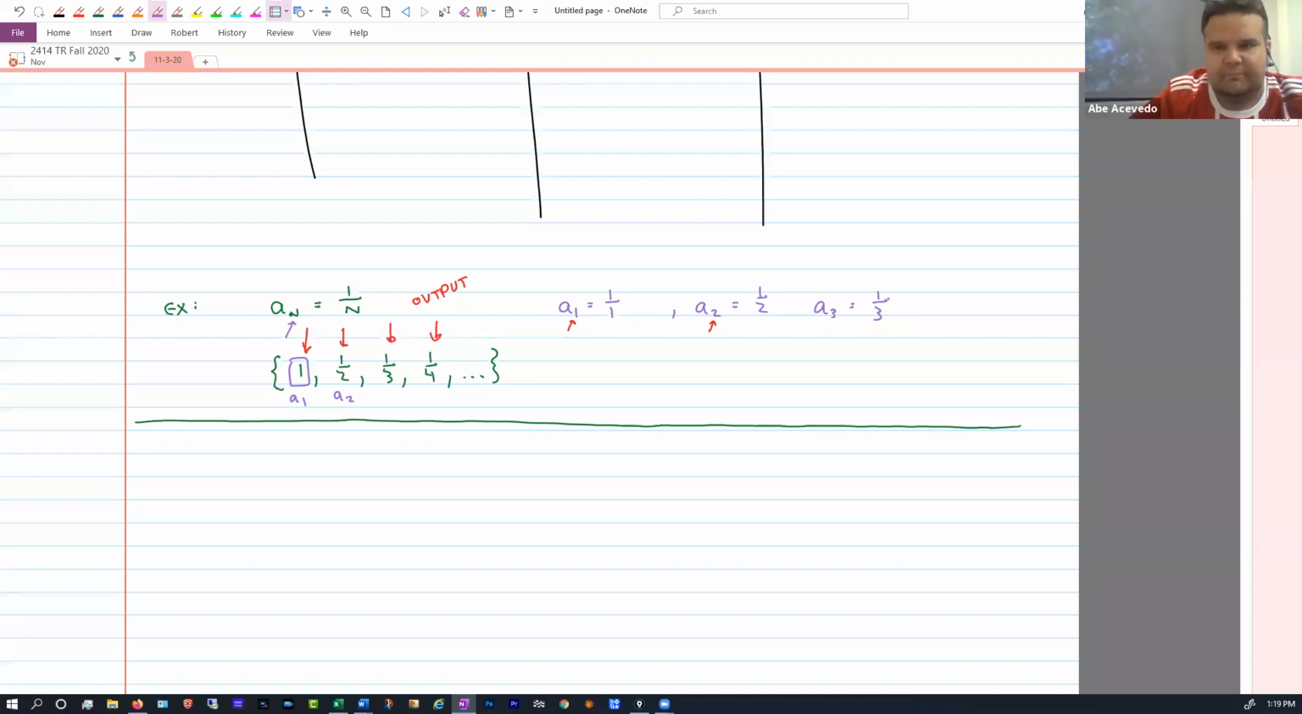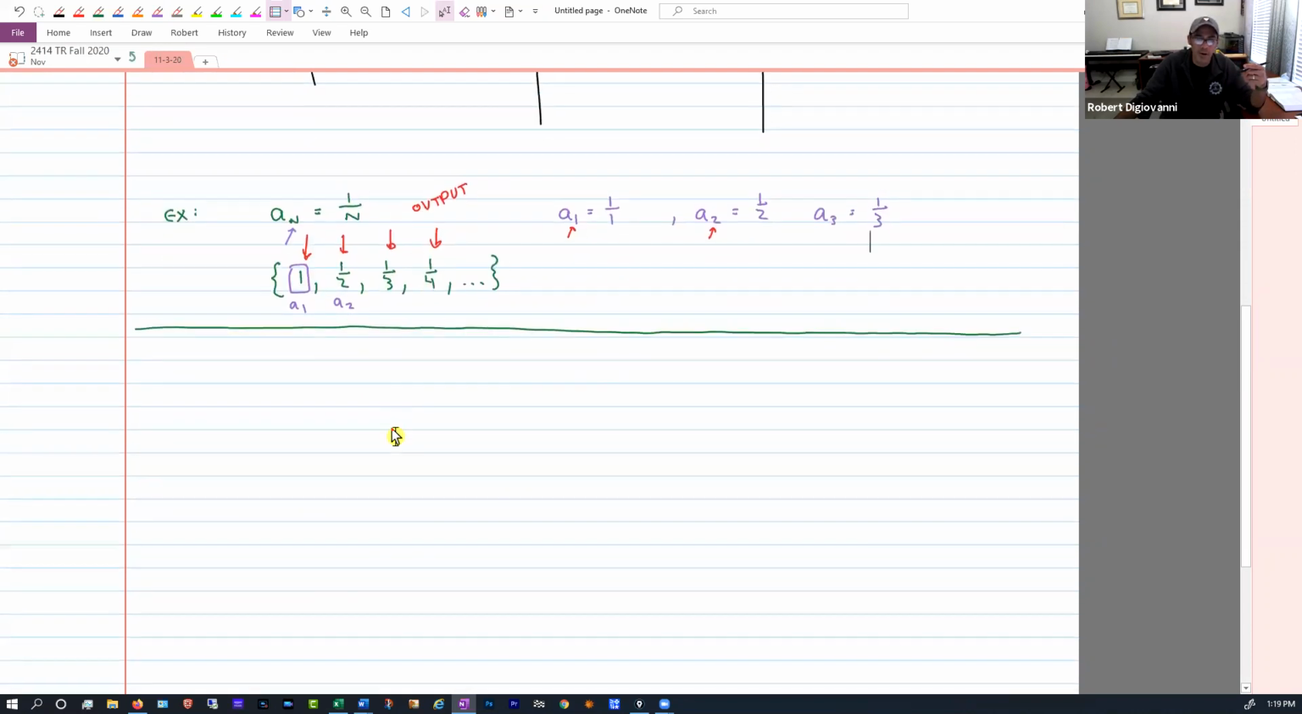Is that okay? Okay. So this list of numbers that we're looking at is a list of the outputs of the sequence. It's the list of the outputs of the function. We know what the inputs are, right? 1 was the input here, 2, 3, 4, 5.